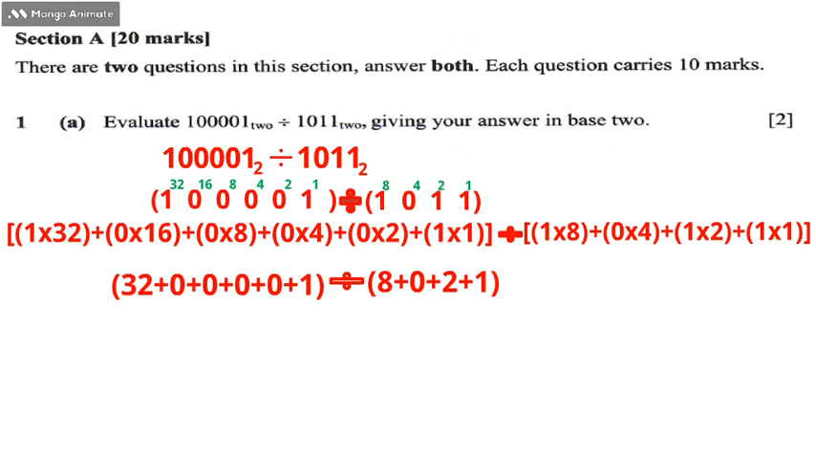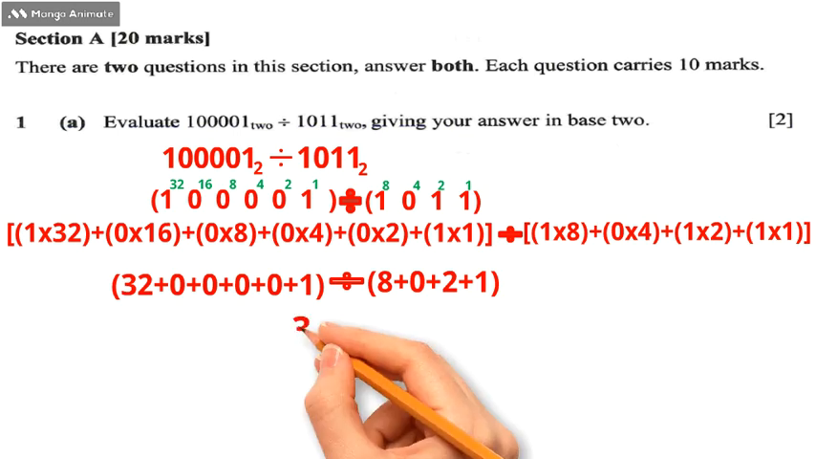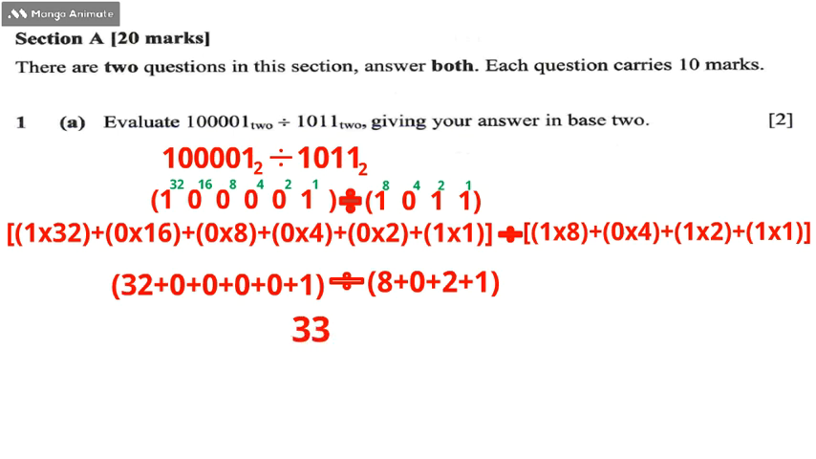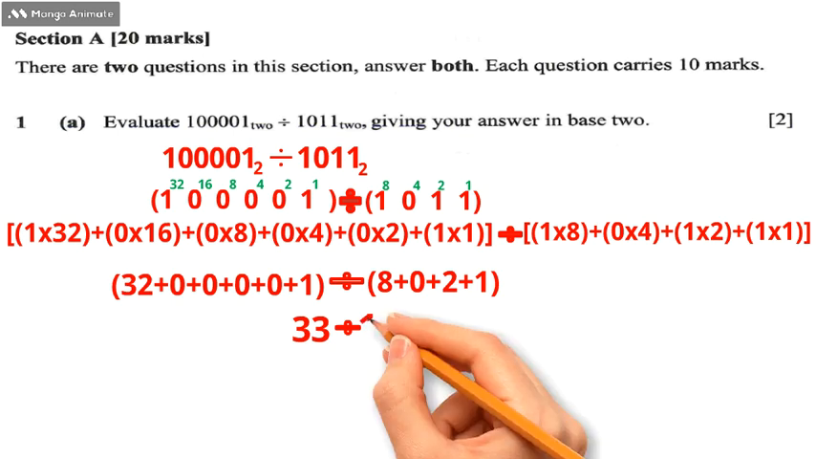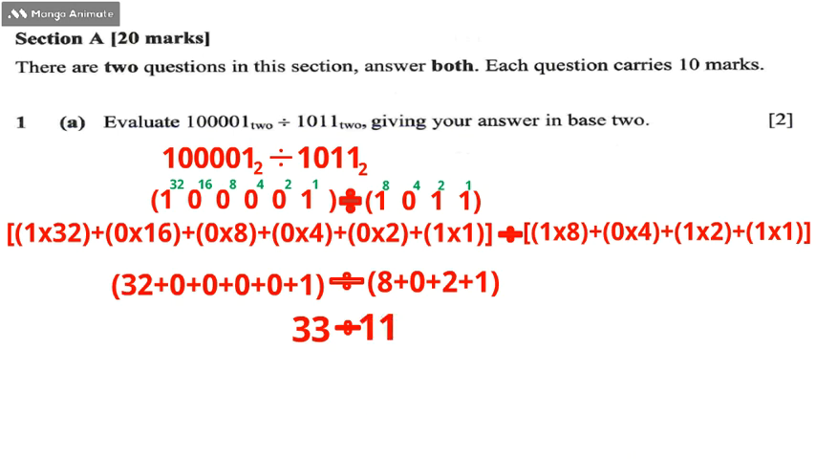Then I'm going to find the sum. 32 plus 0 is 32, and 32 plus 1 gives us 33. So I write 33 there. Then for the divisor, 8 plus 0 gives 8, 8 plus 2 gives 10, and 10 plus 1 gives 11. So now I have 33 divided by 11, which gives me 3. That is the quotient.